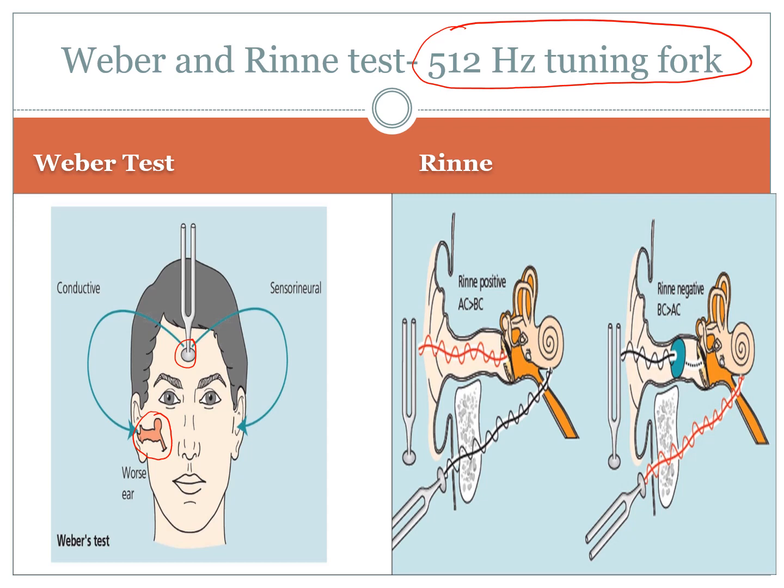Okay. Then the Weber test is as simple as striking the tuning fork, so creating the vibration, and then placing it in the center of the patient's forehead, and then just waiting and asking the patient which side they hear the tuning fork better. That's it.